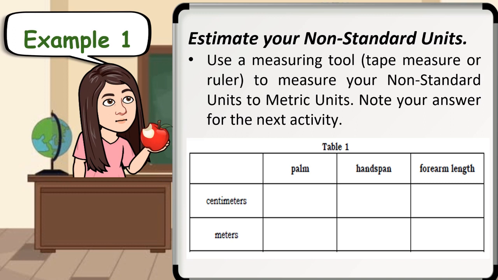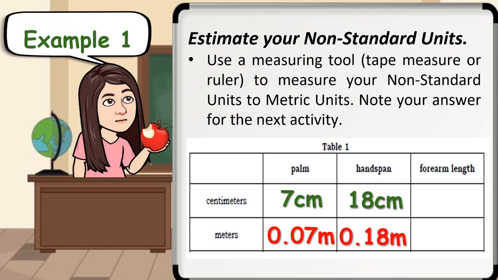Let's do example number 1. Estimate your non-standard units. Use a measuring tool, it can be a tape measure or ruler, to measure your non-standard units in metric units. Note your answer for the next activity. For my palm, it measures 7 centimeters or 0.07 meter. For my hand span, it measures 18 centimeters or 0.18 meter. And for my forearm or cubit, it measures 40 centimeters or 0.4 meter.